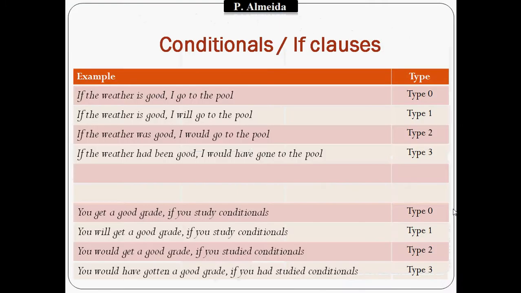So I'm going to give you examples, and I made them on purpose to be kind of the same sentence, made in all the types of conditionals, so all the 4 types of conditionals, so you can actually see the difference. Okay, so as I go down, I'm going to go on type 0, 1, 2, and then 3. Okay, so type 0 conditional: if the weather is good, I go to the pool.